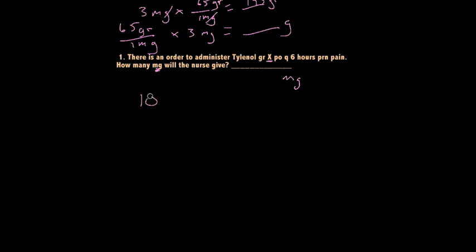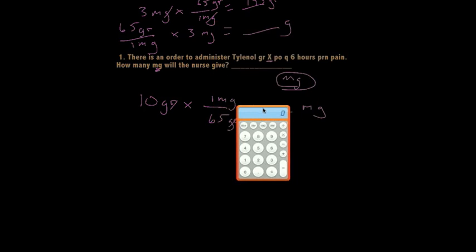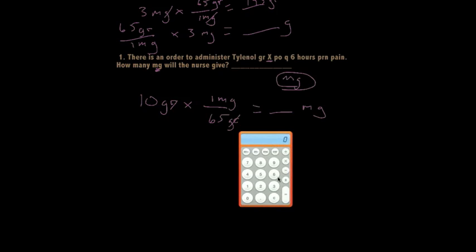So I have 10 grains times, for every 1 milligram, I know I have 65 grains. So my grains are going to cancel out. I'm left with milligrams. That's what I was wanting to look for in the first place. So I've set the problem up correctly. Grab the calculator here. 10 times 1 divided by 65.